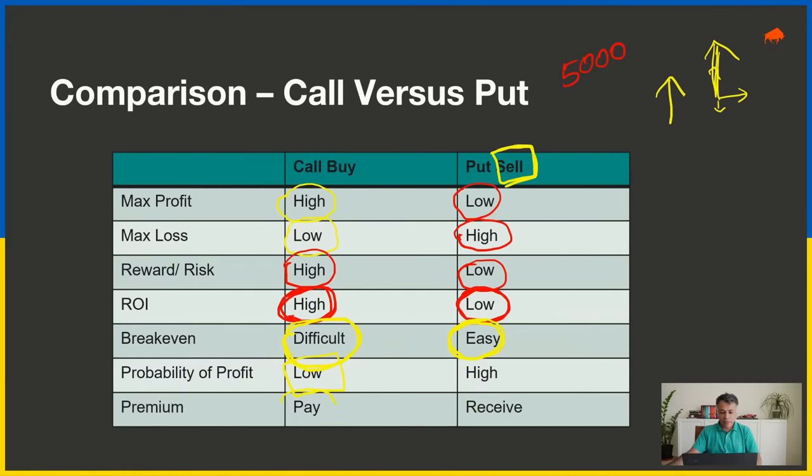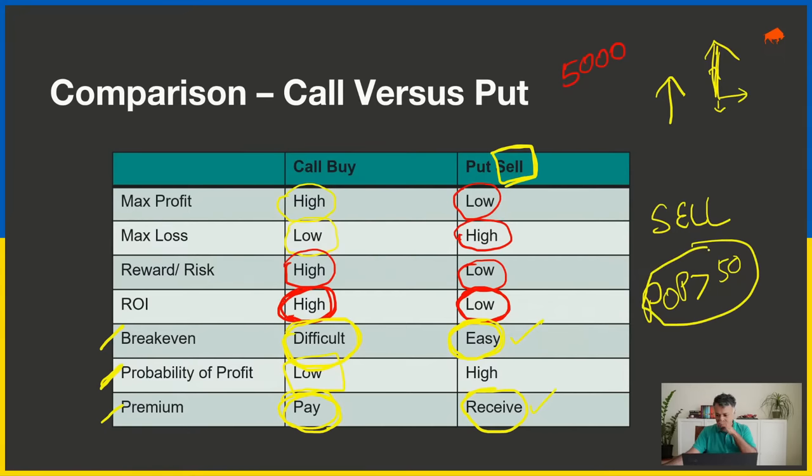Finally, we come to premium. Here, you're obviously paying premium for buying an option. Here, you're receiving a premium. Now, all these three things are connected, right? An easy breakeven happens because you're receiving premium, which serves as a cushion, and your probability of profit is always going to be high when you have an easy breakeven, when you receive a premium. And also for selling options, please remember POP is always greater than 50%. You can play around with any option you want, any strike, any expiry. You'll always find that POP is greater than 50%.